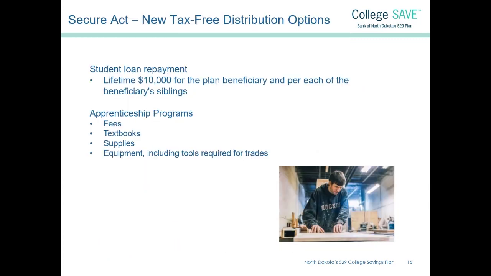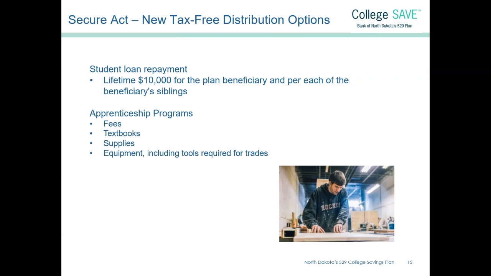Now, there are some new qualified distributions that the federal government will occasionally throw at us. And then we have to institute them, and they're good things for the students. Now you can pay back up to $10,000 lifetime towards the beneficiary named on your College Save account towards their student loans. But the unique thing is, even if you don't have another College Save plan for one of their siblings, or they no longer have a College Save plan because you used all the money, you can also use any leftover money from one beneficiary to pay for their siblings' student loans up to $10,000 lifetime as well.